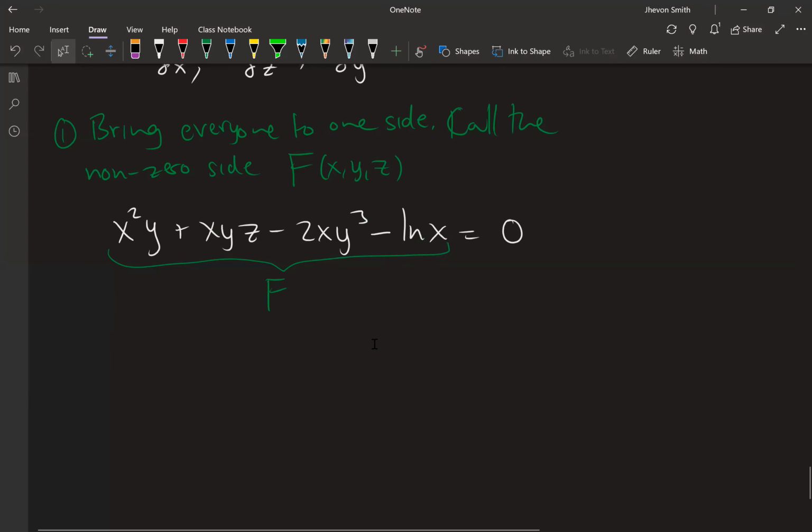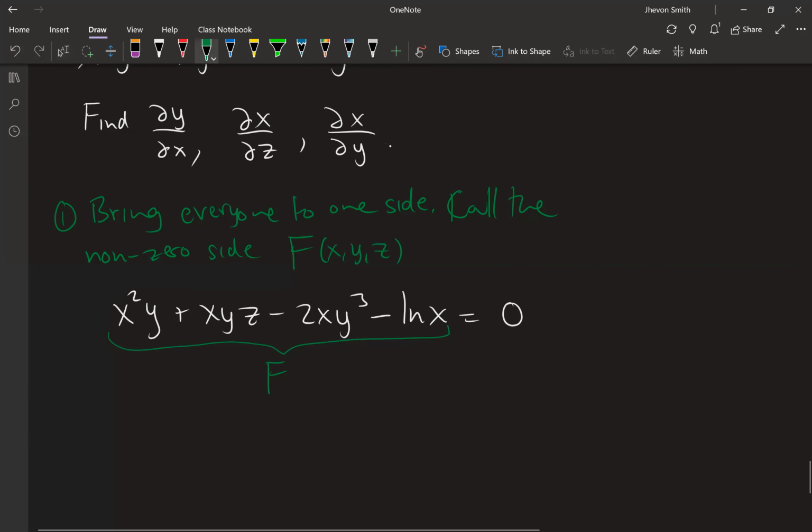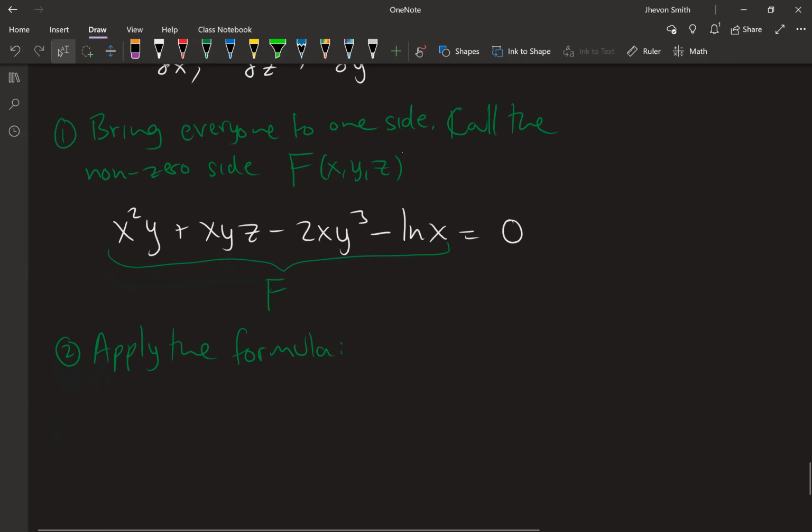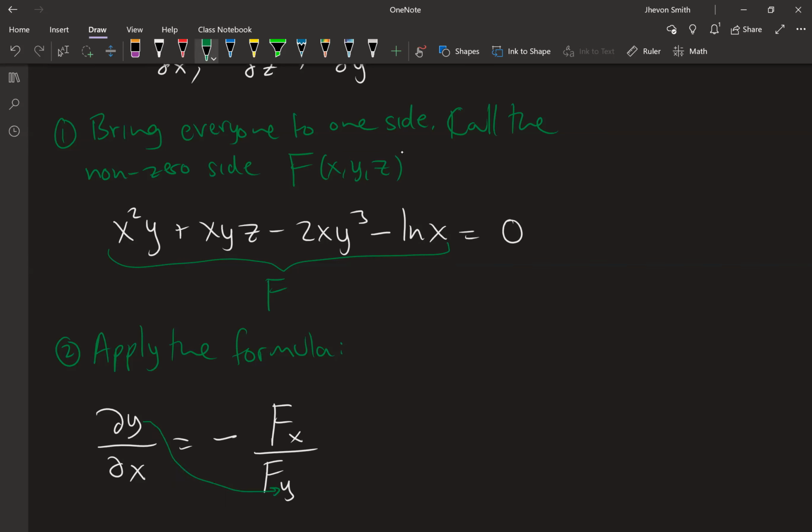And now, anytime you want to ask me one of these, I actually know how to deal with it. Then step two, apply the formula that I gave you. So when you look at dy dx, partial y, partial x, that is going to be equal to a negative, and you're going to have F. You actually switch the letters, right? So the y part comes down to the bottom, and then the x part goes up to the top.